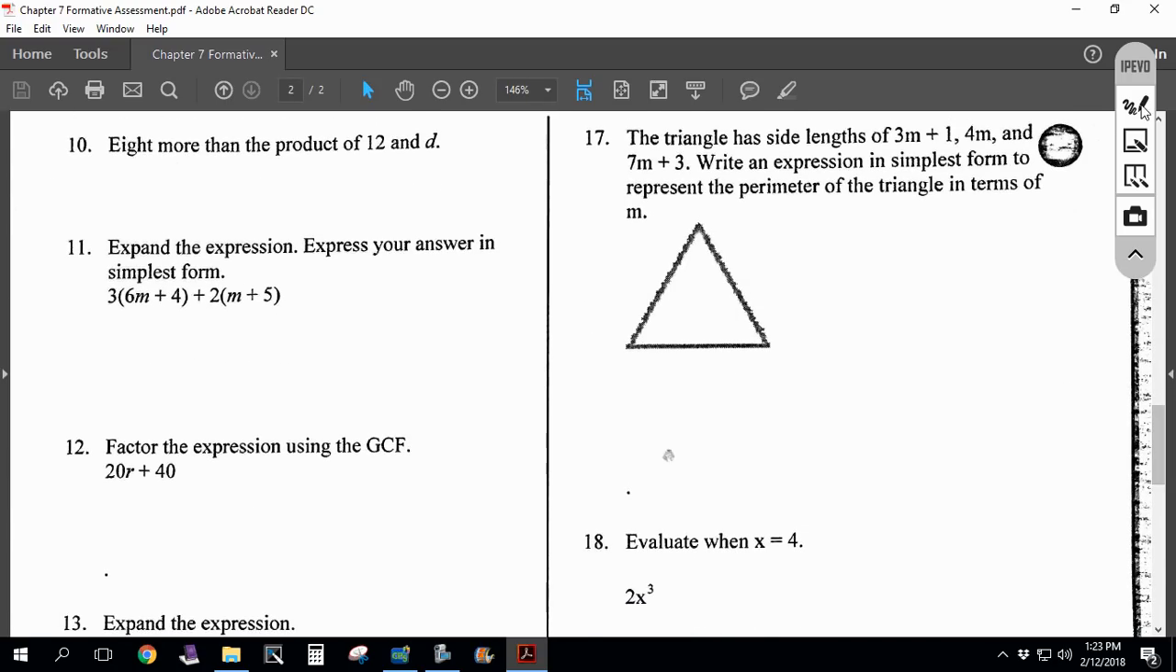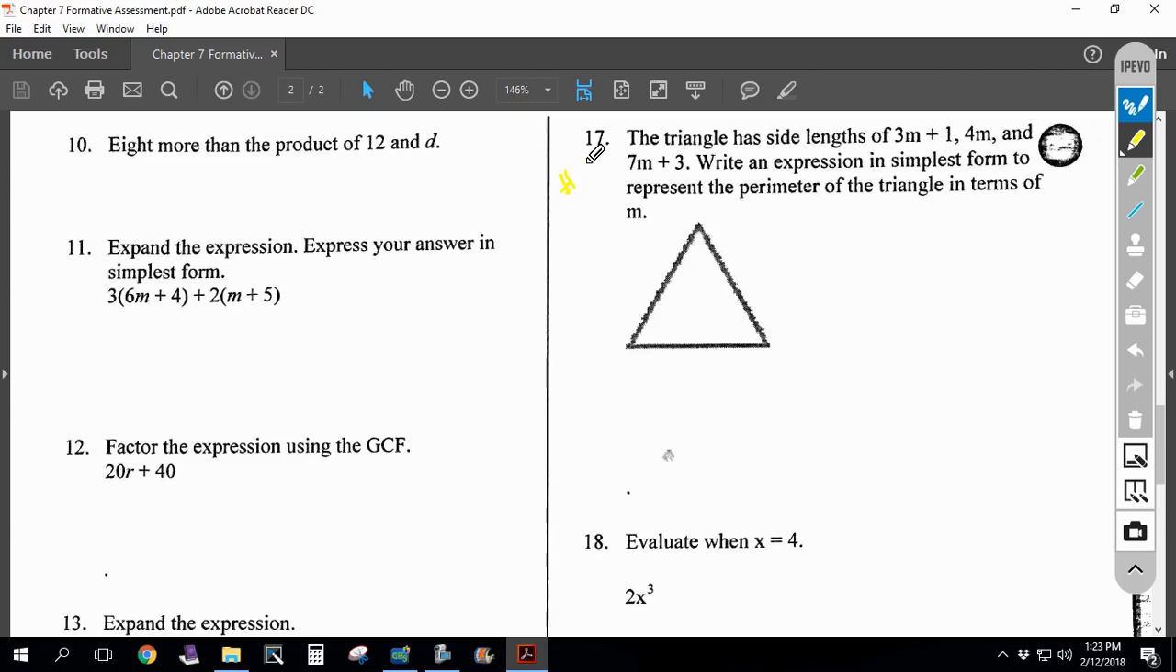All right, this is going to be learning target number 5. The triangle has side lengths of 3m plus 1, so I'm just going to write these in. 3m plus 1, 4m, and 7m plus 3. Write an expression in simplest form to represent the perimeter. Okay, so this is a little different way of looking at this chapter, but we have to know that perimeter is when you add up all the sides. So what we're looking at is 3m plus 1, that's this side length, plus 4m plus 7m plus 3.